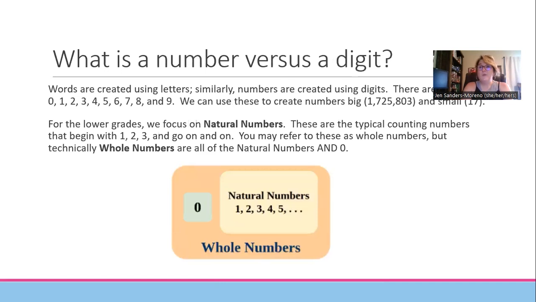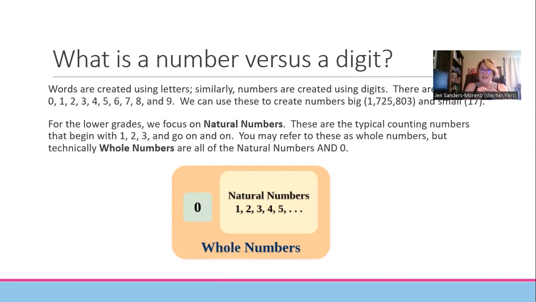All right. So what is a number versus what is a digit? So words are created with letters, right? Well, similarly, numbers are created using digits. So there are 10 digits, 0 through 9, and we can build anything with those 10 digits. We can build big numbers, small numbers, fractions, decimals, you name it.